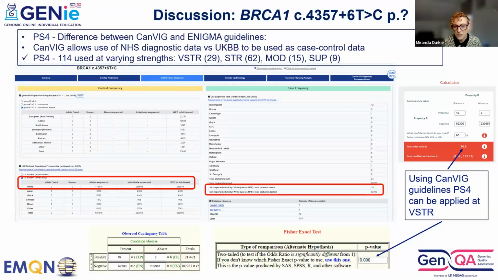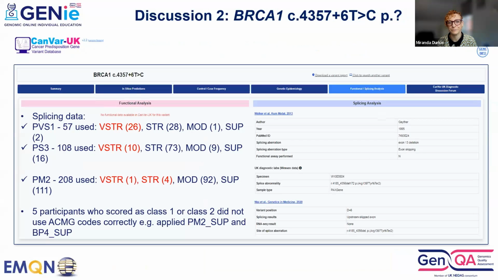So then at the bottom on the left-hand side where it says the observed contingency table, if you feed those quantities into a Fisher's exact test, on the right-hand side, it shows you a highly significant p-value. It also gives you an odds ratio, which I've used a different calculator, a little bit clearer, to show you the odds ratio on the far right-hand side. Sorry, I haven't got a pointer with the slides being shared centrally, but you've got an odds ratio of 36.6, so it's highly significant. So using these guidelines, we would then apply PS4 at very strong. Okay, next slide, please. Oh, sorry, apologies.